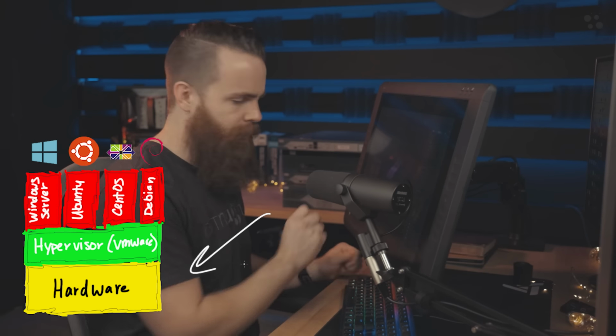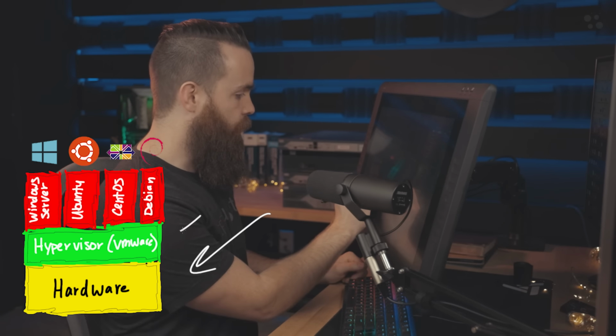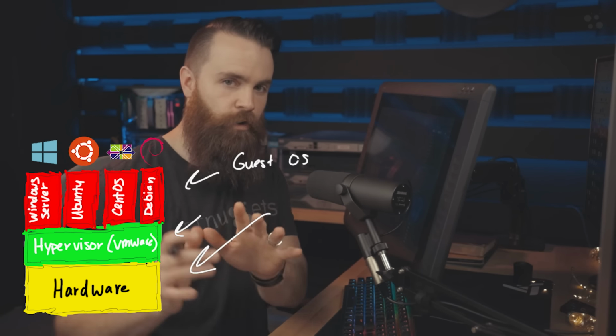Now this right here is what we commonly see when we visualize how virtualization works. We have our hardware, we've got our hypervisor, and then we have our guest operating systems. But let me show you what Docker looks like.